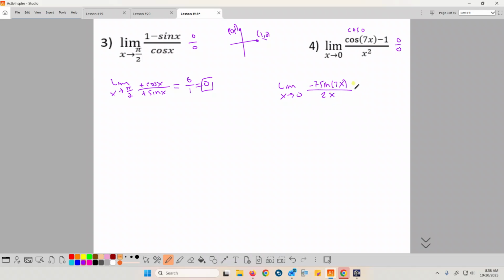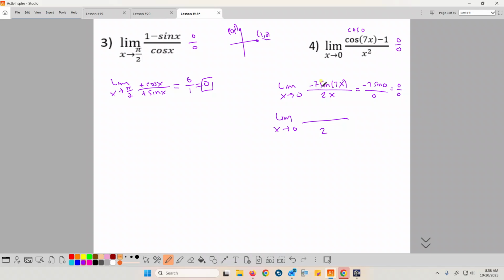Okay, let's try to plug in 0. What happens now? If I plug in 0, I'm going to get negative 7 times sine of 7 times 0, which is 0, over 2 times 0, which is 0. What's sine of 0? Isn't that just 0 according to my point here? So I end up with another 0 over 0. Uh-oh. I have to use L'Hopital's rule again. Okay, so let's do this one more time.